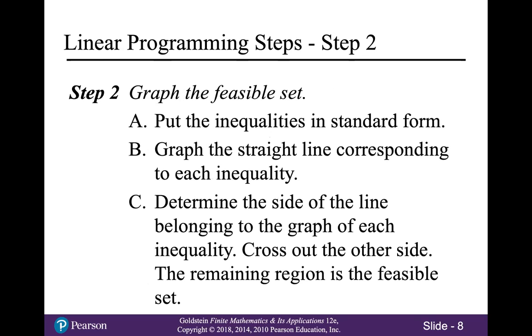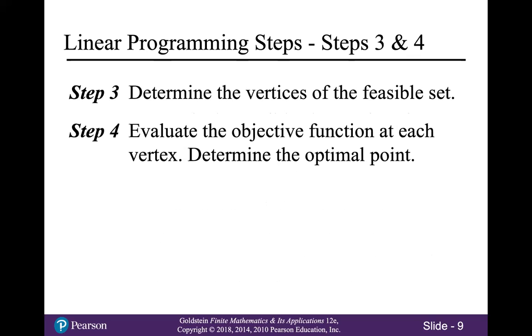Step 2 is to graph the feasible set. I'm going to skip letter A here because I usually don't put the inequalities in standard form, and I will not be doing that in the example that's coming up. Graph the straight line corresponding to each inequality, and then determine the side of the line belonging to the graph of each inequality. And we'll cross out the other side. The region that's left at the end is the feasible set.